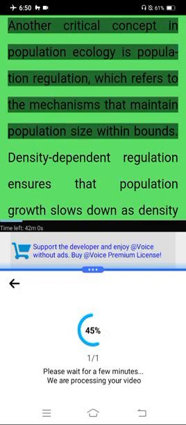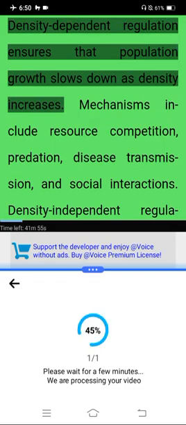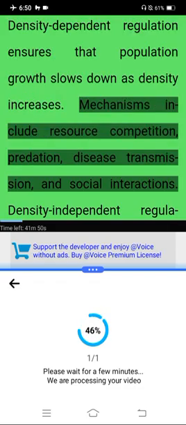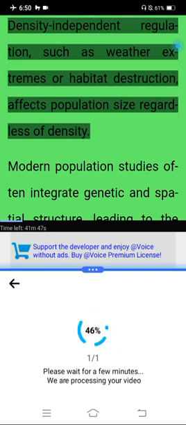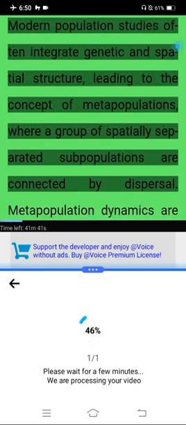Another critical concept in population ecology is population regulation, which refers to the mechanisms that maintain population size within bounds. Density-dependent regulation ensures that population growth slows down as density increases. Mechanisms include resource competition, predation, disease transmission, and social interactions. Density-independent regulation, such as weather extremes or habitat destruction, affects population size regardless of density.